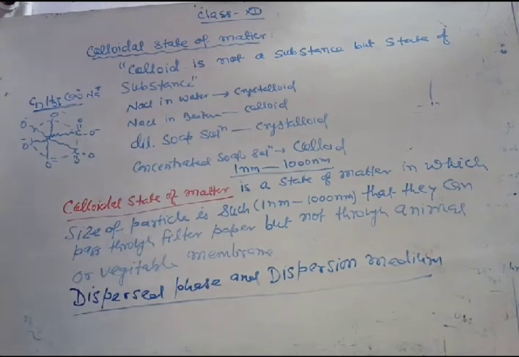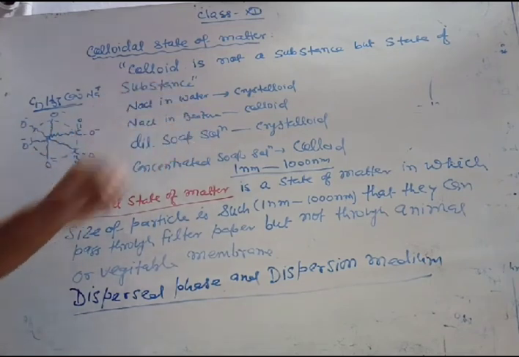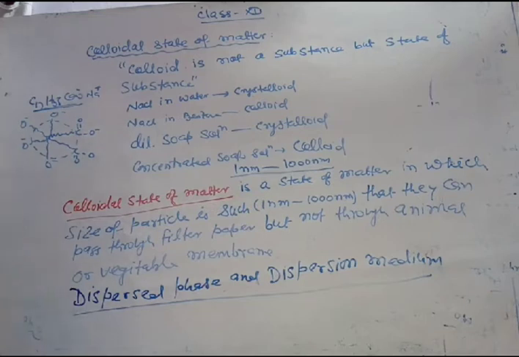Similarly, if you take a dilute soap solution, means a little amount of soap is dissolved in water, then in that solution the soap behaves as a crystalloid because the soap particles can pass through the parchment paper or animal membrane. What is soap? Soap is a sodium salt of higher fatty acid like sodium stearate, C17H35COONa. These ions can easily pass through the animal membrane and parchment paper if the soap is dissolved in water in a little amount. Means dilute soap solution, the soap is a crystalloid.